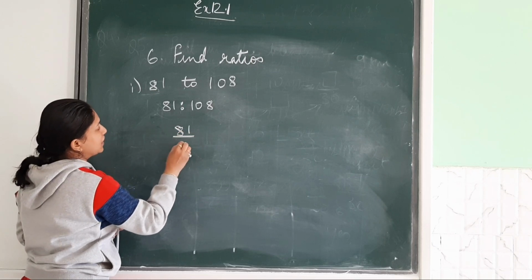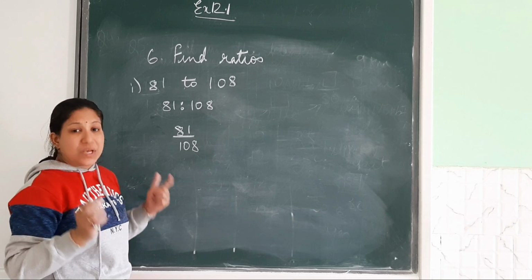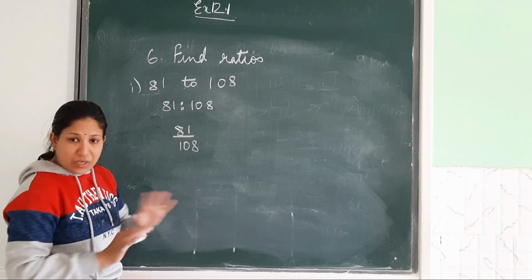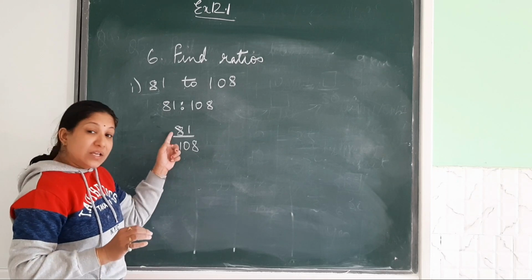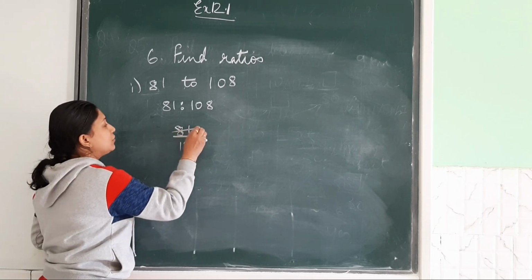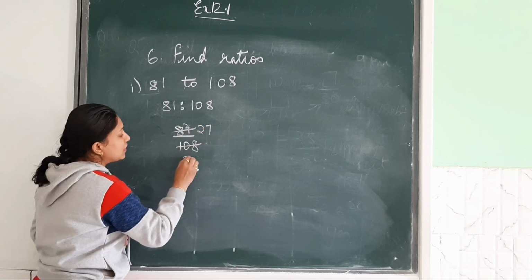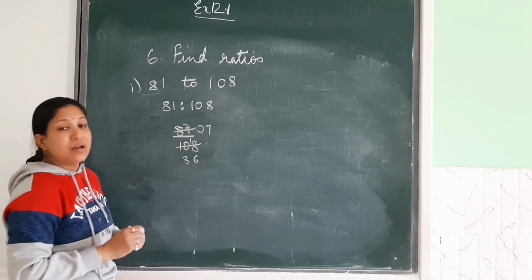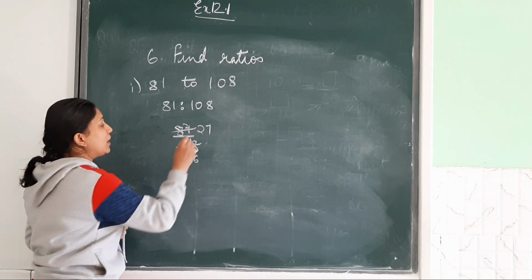Write down 81 and 108. How can you simplify? Check the rule. With 2, we cannot cancel it. 8 plus 1, 9. 8 plus 1, 9. Yes. This will go by 3. So take 3 2s are 6, 3 7s are 21, 3 3s are 9, 3 6s are 18. 27 and 36. Again this will go by 3.